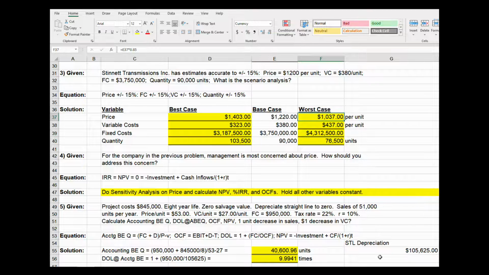In the worst case, the exact opposite happens. The price goes down, so I take 1,200 times 0.85. The costs go up, so I take 380 times 1.15 and 3,750,000 times 1.15 because costs go up 15% in the worst case. And the quantity goes down, so I take 90,000 units times 0.85. And those are answers for problem number 3.